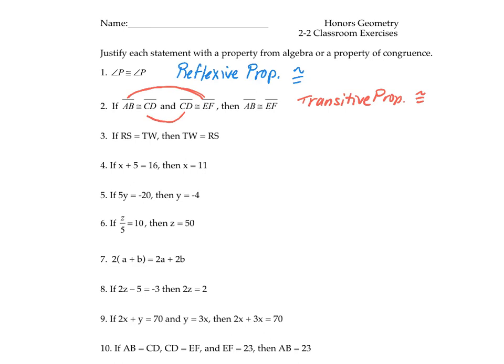All right, and number three, it says if the length of RS is equal to the length of TW, then the length of TW is equal to the length of RS. So all that's changed here is the order. So this is an example of the symmetric property of equality.